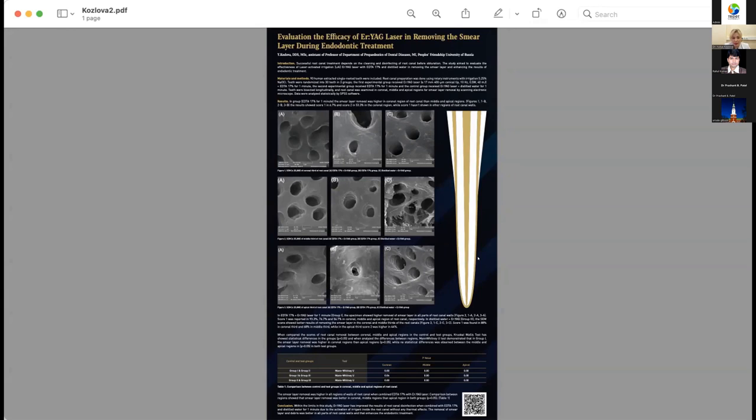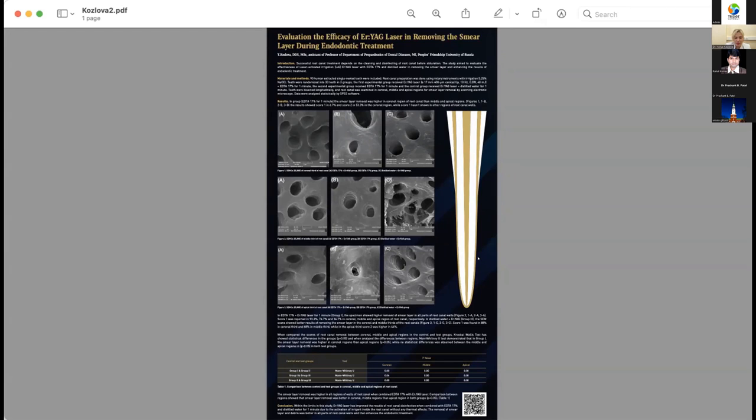Many irrigants and chemical agents were used to remove the smear layer, such as sodium hypochlorite, EDTA, citric acid, and chlorhexidine gluconate 2%. Many studies have investigated these agents in removing the smear layer. They demonstrated that they have a limited capacity in removing the smear layer from the dentinal walls, especially from the apical third of the root canal.